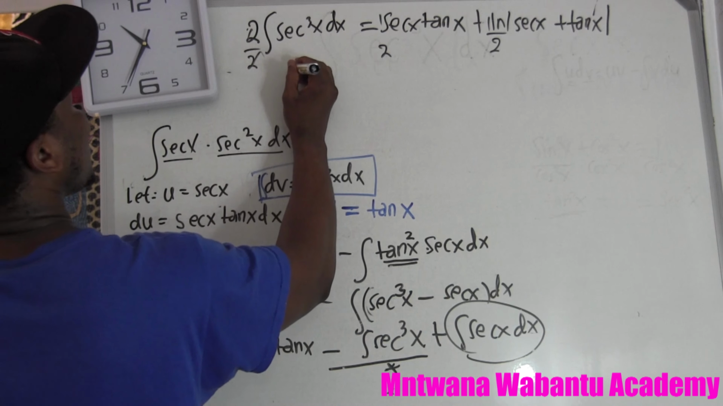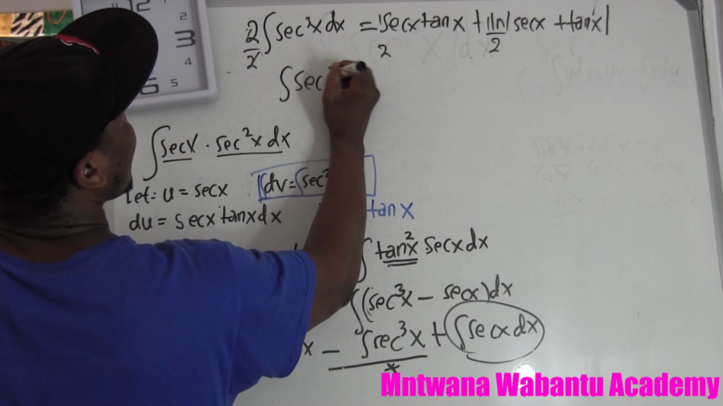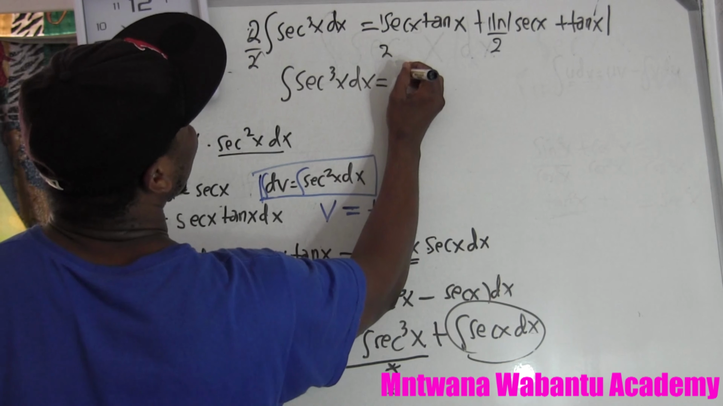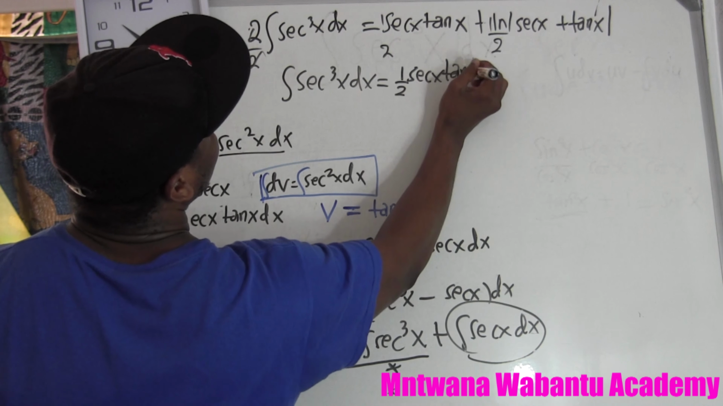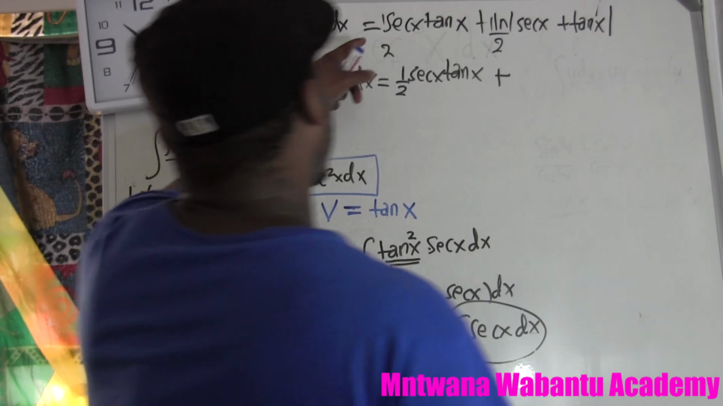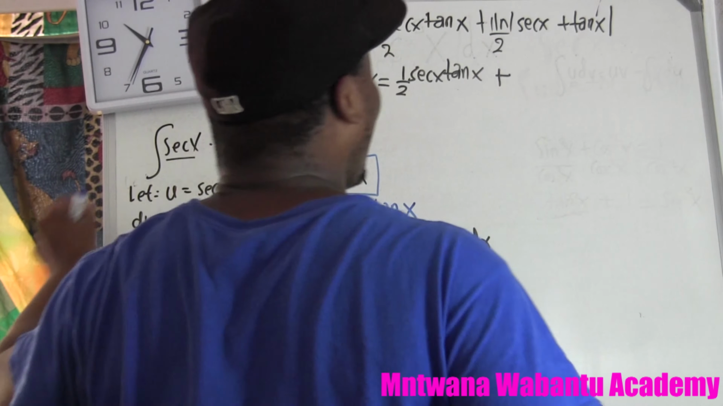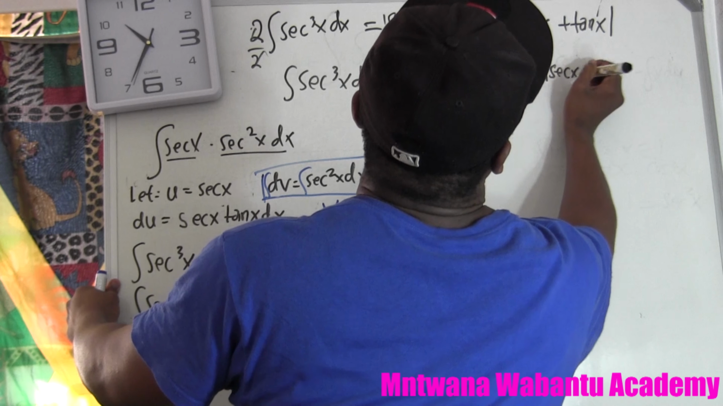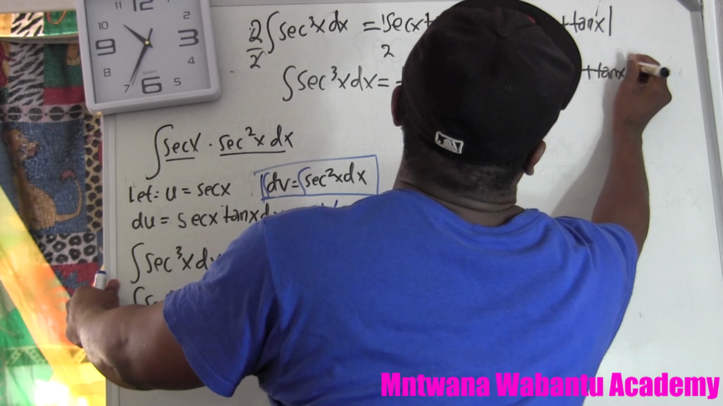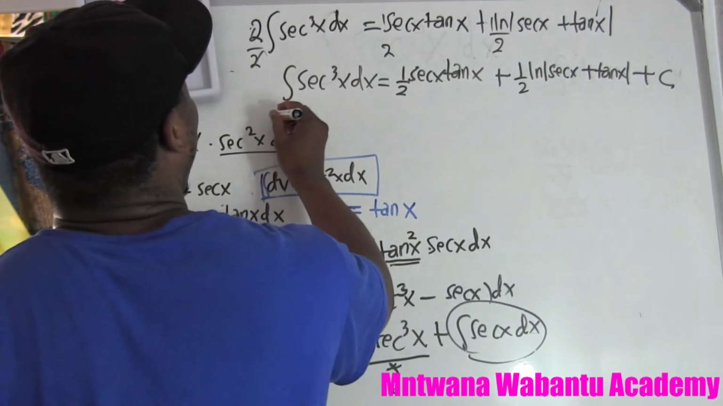So in this concept, the integral of sec cubed x dx is the same as a half sec x tan x plus another half. Or you can just literally write one line and then write over 2. Or you can say a half ln |sec x + tan x| plus a constant, because we don't have a limit.